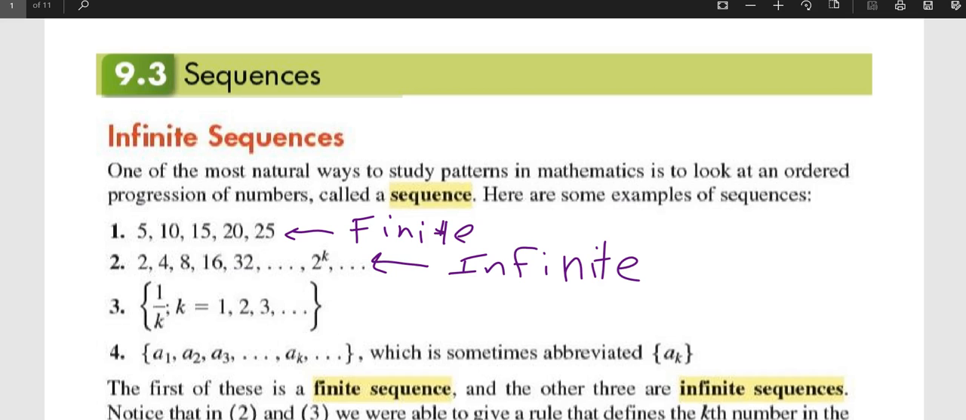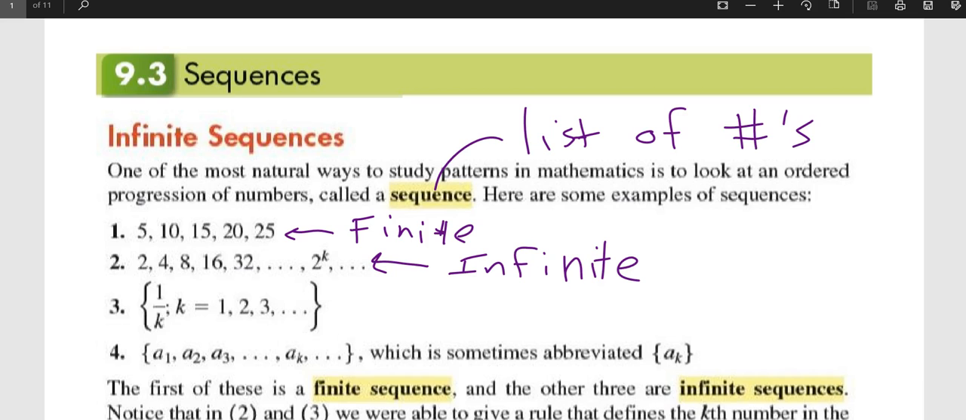All right, now. So anything that continues on forever and ever is infinite. Everything that stops is finite. A sequence, however, is just a list of numbers. That's all. List of numbers.